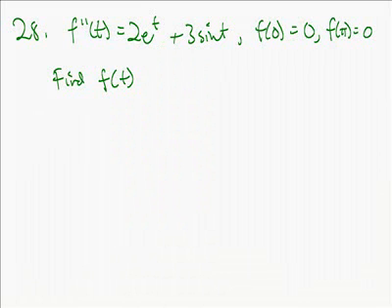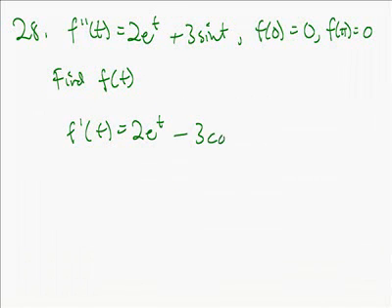So we're going to first find the antiderivative of f double prime, which will give us f prime. So f prime of t is the antiderivative of f double prime. So the antiderivative of 2e to the t, that's just 2e to the t. And the antiderivative of 3 sine t is going to be, let's see, 3 times, the antiderivative of sine is a negative cosine. So let's just make this a minus 3 cosine of t plus some constant c.